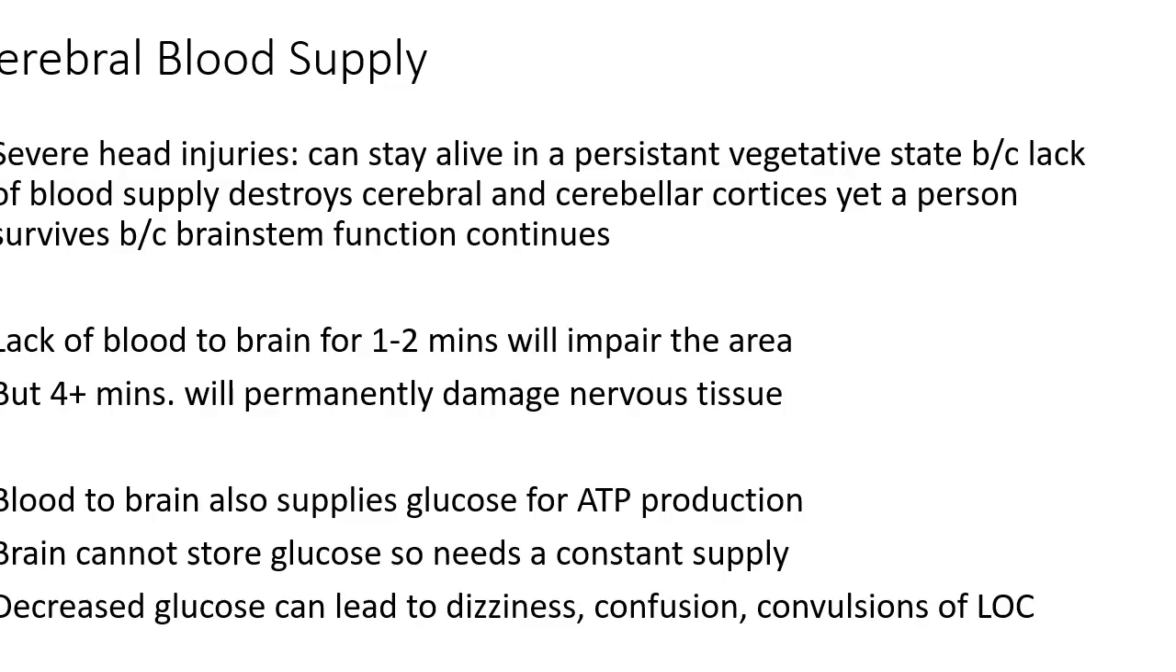So the brain is unable to store glucose, so it needs a constant supply of blood to carry the glucose. Because again, we talked about there's so many nerves and neurons in the brain, and they have a high energy demand. And where's that energy coming from? It's coming from glucose. So decreased glucose, if we start to starve ourselves or are in a position where we are starved, it can lead to dizziness, confusion, convulsions, with loss of consciousness.